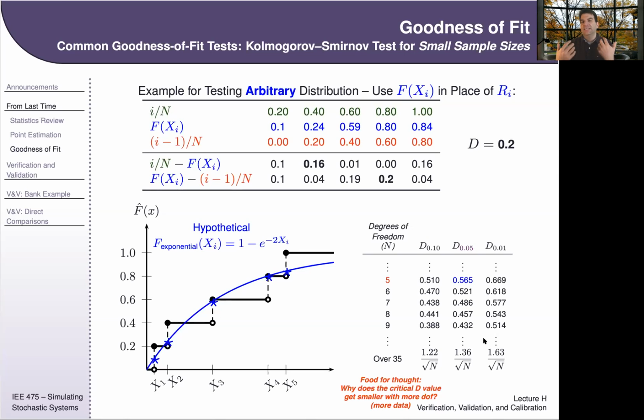And so the KS test tends to be overly sensitive in those cases, which is why you probably want to use a chi-squared test when you have lots and lots of data, because again, these thresholds get really, really small as you get lots and lots of data. All right.